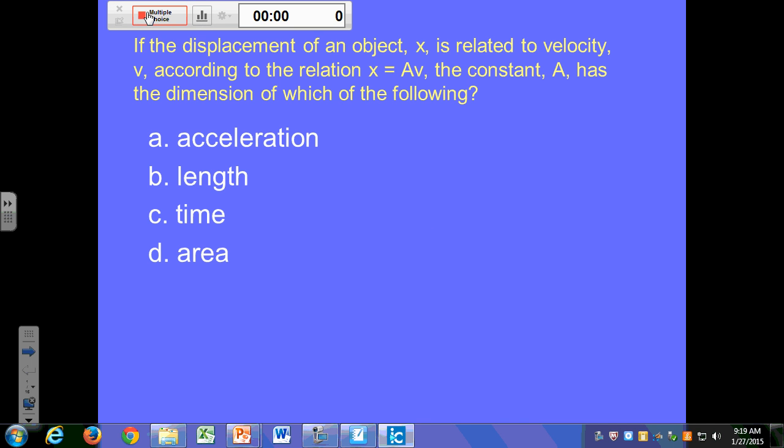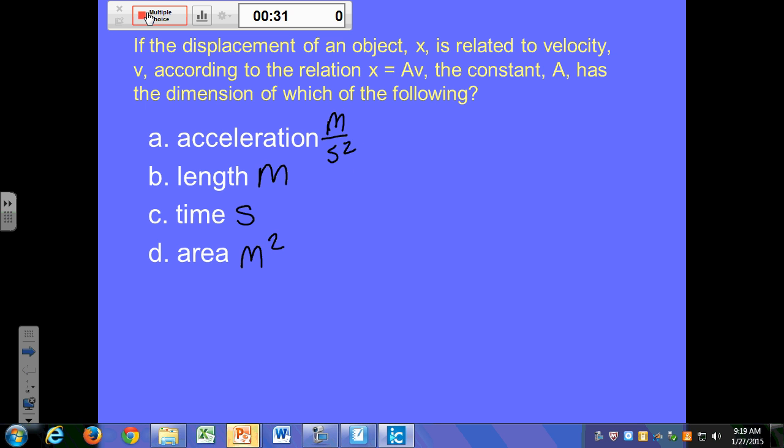All right. So if the displacement of an object x is related to the velocity according to this relationship, x equals av, then the constant has the dimension of which of the following? Let me write in some of the variables because these are new to us right now. Acceleration is meters per second squared. Length is meters. Time is seconds. And area is meters squared.